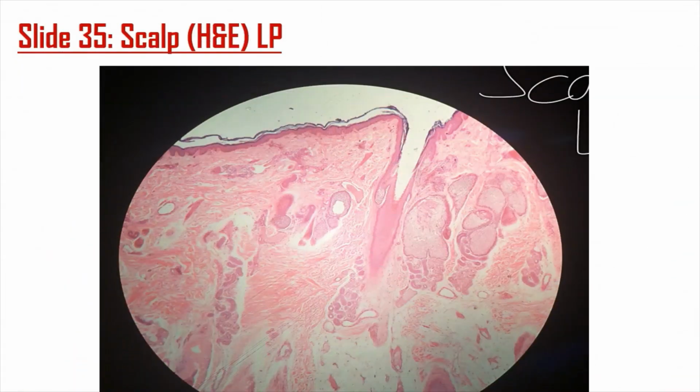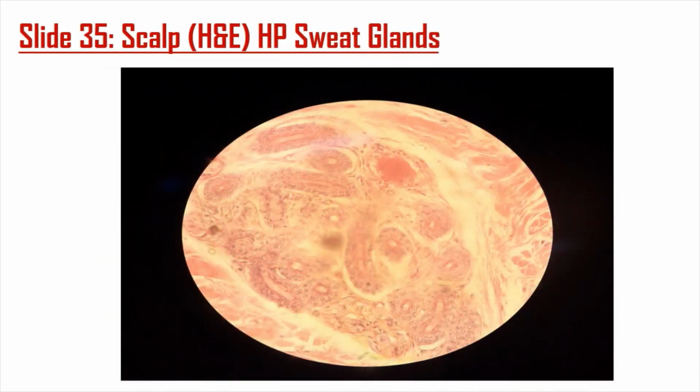Okay, so your sweat glands are coiled. So these are your sweat glands. So this is your sweat gland here. You can see they are coiled here, here, here. These are your sweat glands. That's your sweat glands at low power. At high power, they will appear like this.